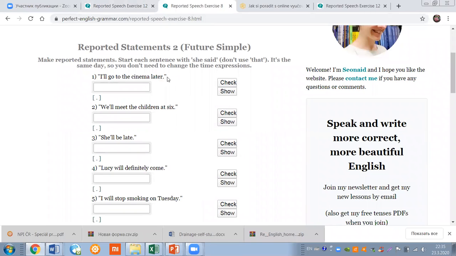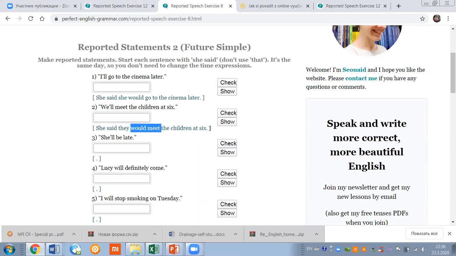I'll go to the cinema later. So here we need to start the sentence with the phrase "she said". So she said that she would go to the cinema later. "I'll go" is changed to "she would go". It's the same in number 2. We will meet the children at 6. And let's see the right answer. She said they would meet the children at 6.